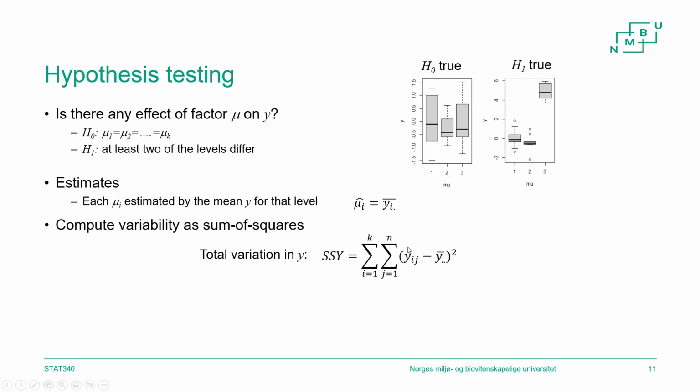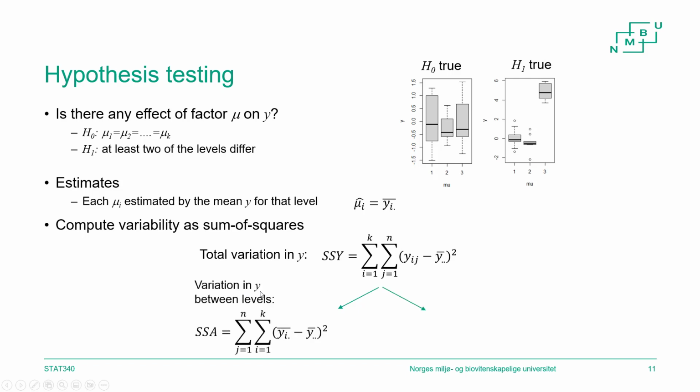So you take the observations one by one, minus this, square it, and then add this up over all values of j and all values of i. Total SSY. This can always be split into two components.